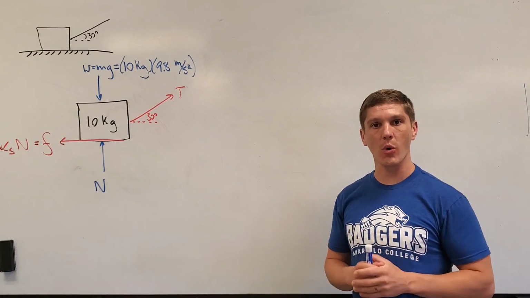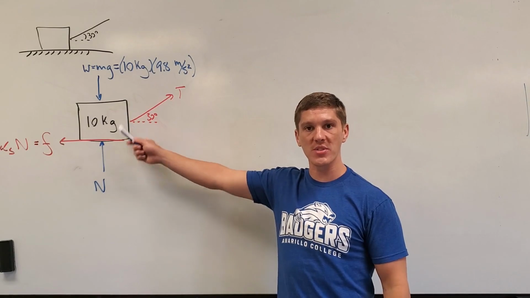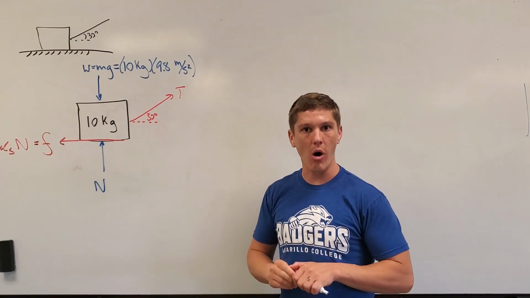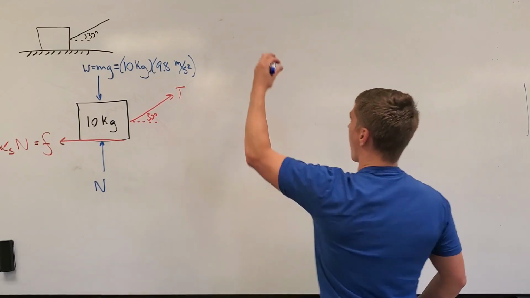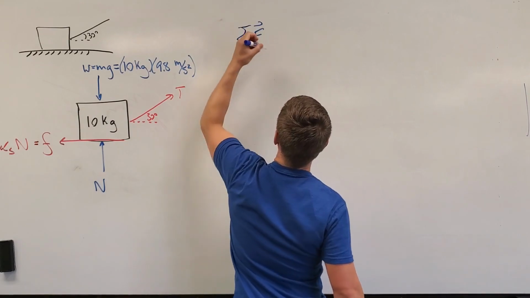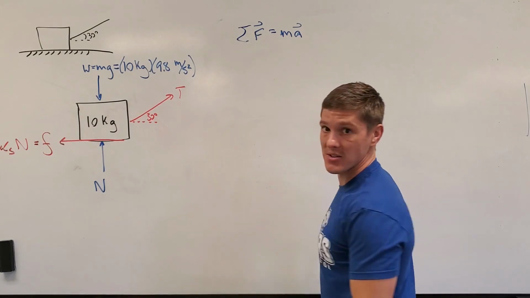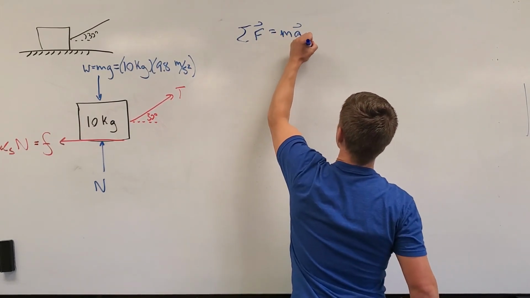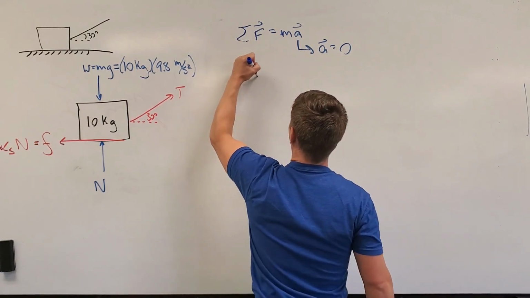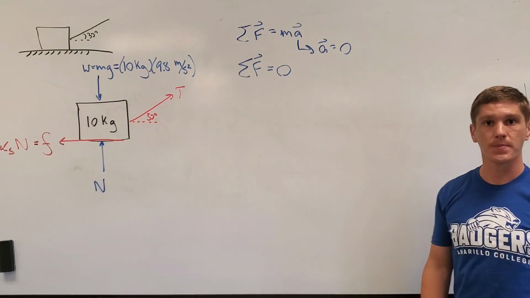So if we have zero acceleration, we can say that this block is in static equilibrium. And we said that if an object is in static equilibrium, recall, going back to Newton's second law, that the sum of our forces acting on a mass is equal to the mass times the acceleration of that mass. If the acceleration of that mass is equal to zero, then the sum of our forces acting on the system is also equal to zero.